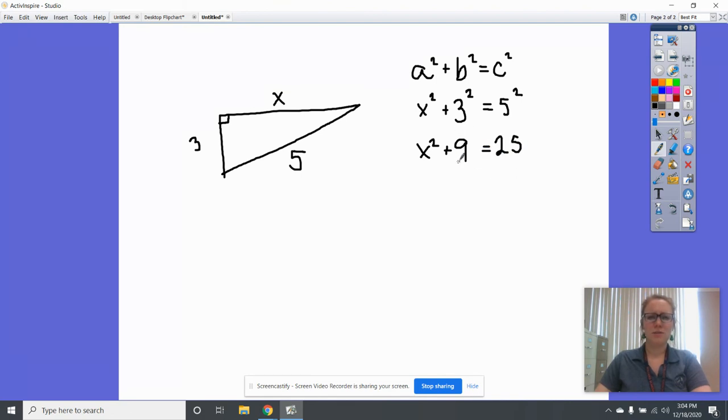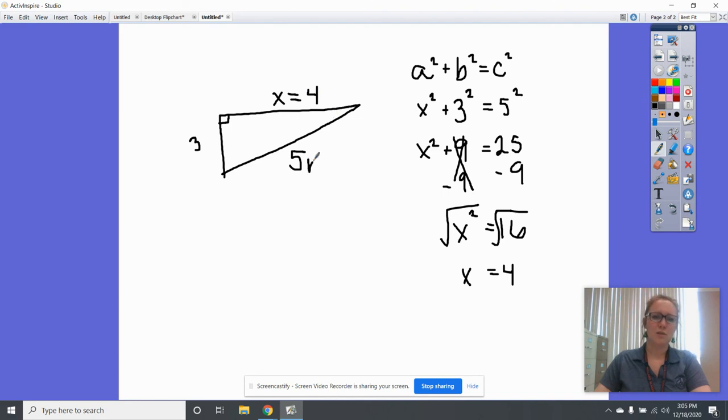Now I have to get rid of the 9. The way you get rid of the 9 is you do the opposite. The opposite of a plus is a minus, so minus 9 on both sides. Now I have x squared, because this is gone, equals 16. I'm still not done yet. The opposite of a square is a square root. So I take the square root on both sides, and x equals 4. So the length of this leg is 4.